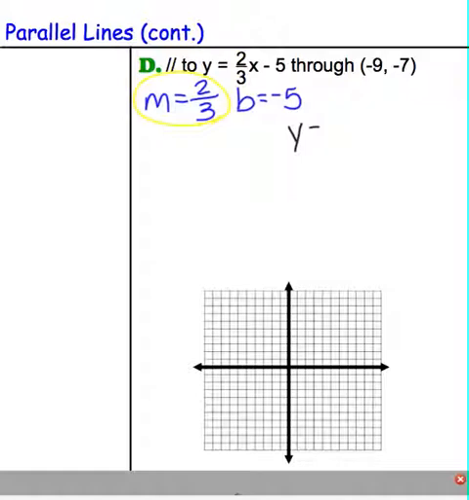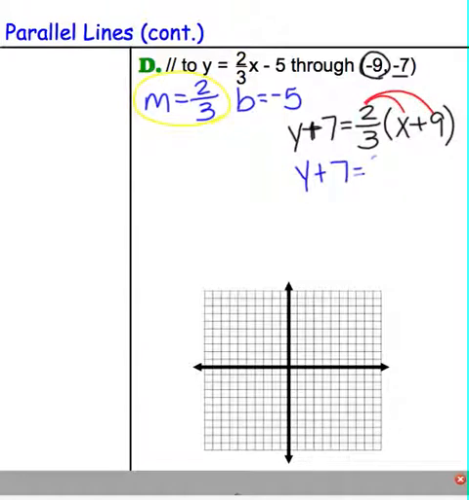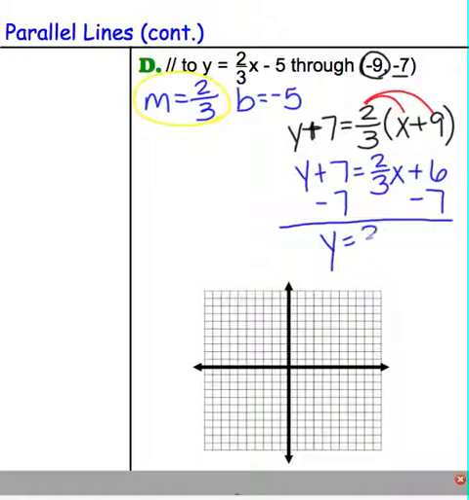I have y minus a -7, so this will be +7 once I do a chunky plus, equals my slope of 2/3 times x minus my -9, so that's minus a negative or +9. So now I can go ahead and distribute the 2/3, which ends up giving me y plus 7 equals 2/3 x plus 6. And then I'm going to go ahead and subtract 7 from both sides, giving me y equal to 2/3 x minus 1.